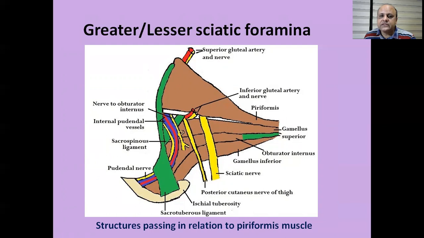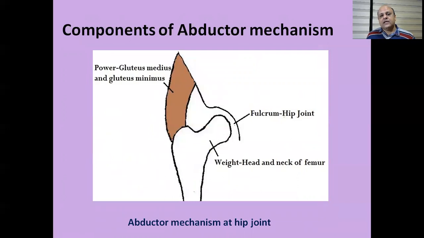supply of those muscles, then the structures passing through greater sciatic notch, structures passing through lesser sciatic notch, and the ischial tuberosity. So there is another thing which you should know, that the action of gluteus maximus is extension at hip joint. The gluteus medius and minimus, these are the muscles in which we give the intramuscular injection, and these muscles are responsible for abduction at hip joint.